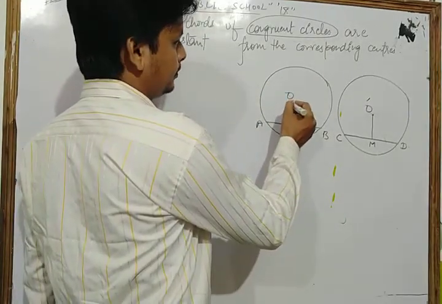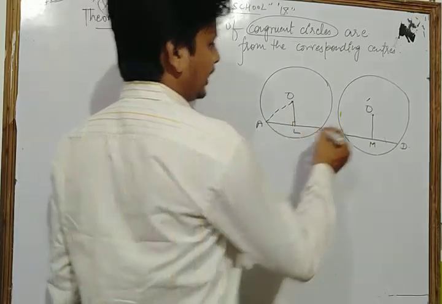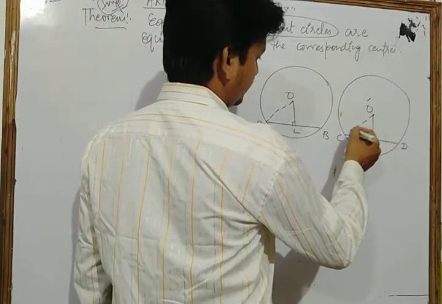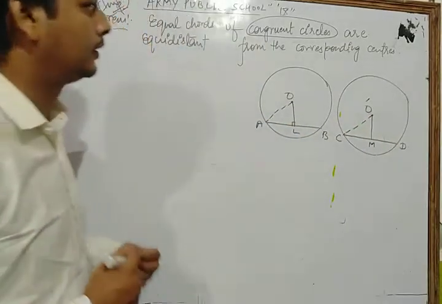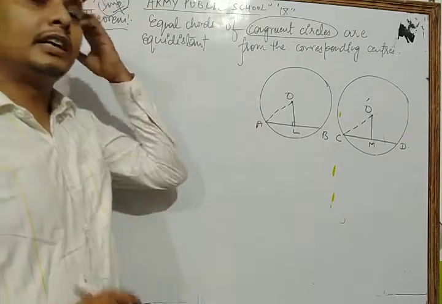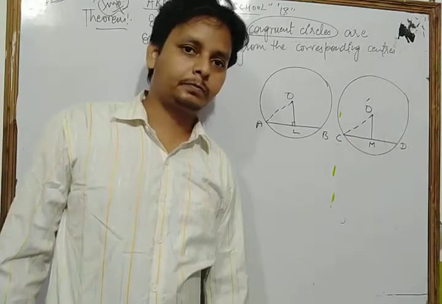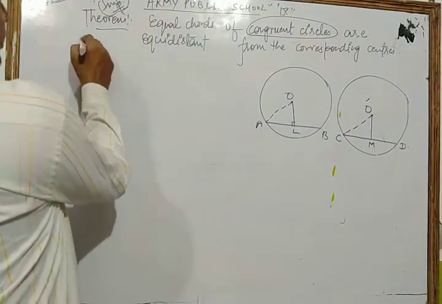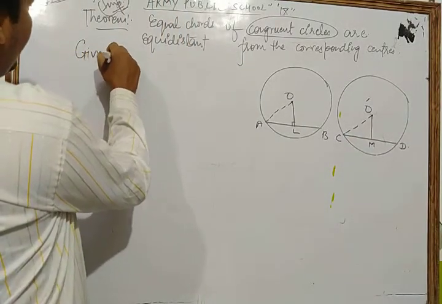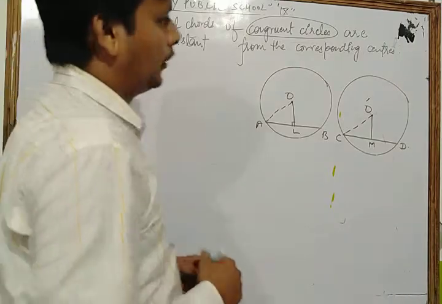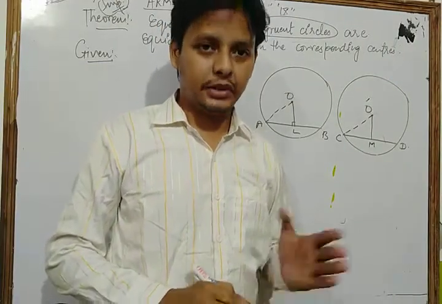We draw OA and O dash C. We join OA and O dash C. Now, dear student, for proving the theorem, first of all we write what is given.